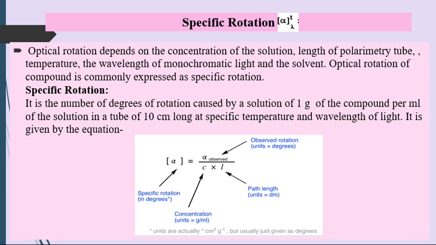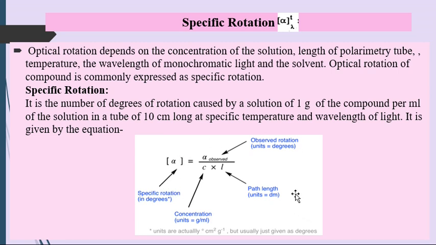Then the definition of specific rotation is the number of degrees of rotation caused by a solution of 1 gram of compound per ml of solution in a tube 10 centimeter long at a specific temperature and wavelength of light. It is given by the equation: specific rotation in degrees equals alpha observed divided by C into L, that is, the observed rotation in degrees, and path length in decimeter, and here concentration in gram per ml. Please consider here lambda and T.